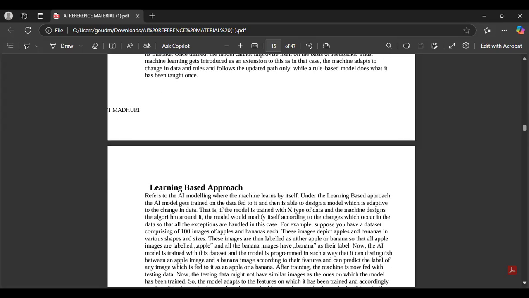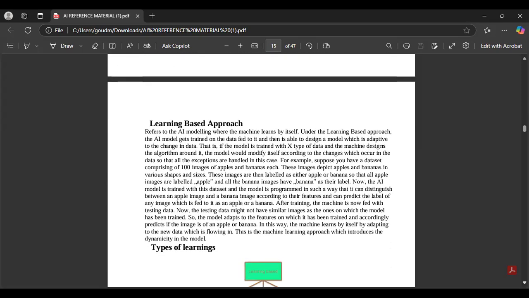Next is the learning-based approach. This is also another method of AI models. What is this learning-based approach? Here, the machine will learn by itself. The developer is not going to create any rules, children. Suppose I had trained, now listen, see, children, under the learning-based approach, the AI model gets trained on the data fed to it, and then is able to design a model which is adaptive to change in data.